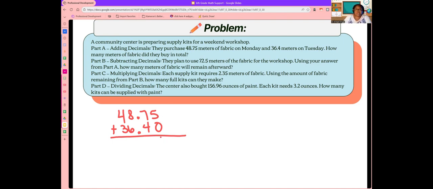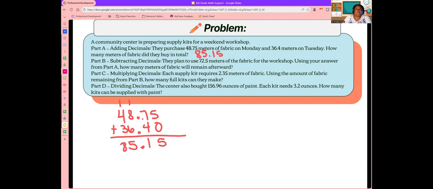5 plus 0 is 5. 7 plus 4 is 11. Write the 1 and regroup the 1. 1 plus 8 is 9. 9 plus 6 is 15. 5, regroup the 1. 1 plus 4 is 5. 5 plus 3 is 8. And go ahead and bring our decimal down. So for part A, we have 85 15/100.